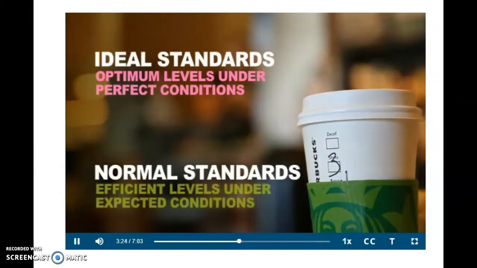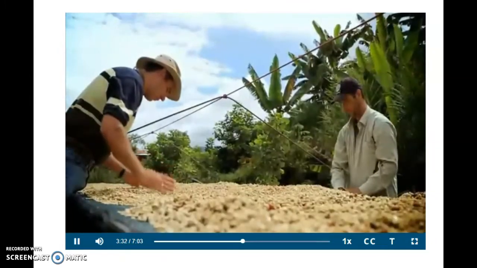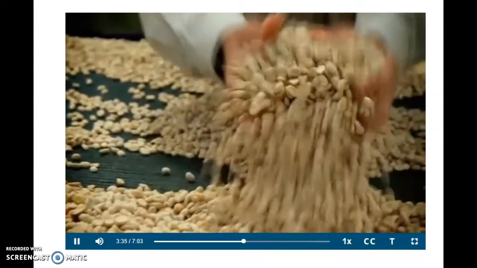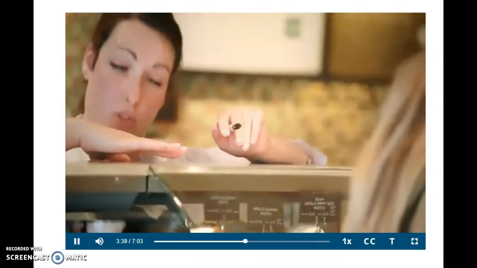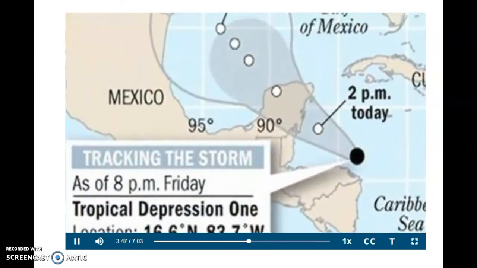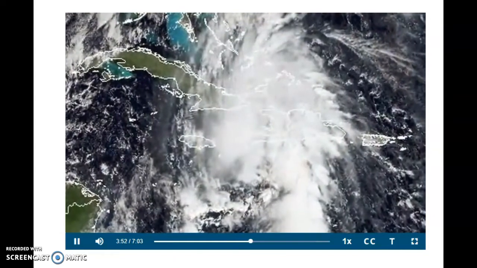Normal standards represent efficient levels of performance that are attainable under expected operating conditions. Starbucks, like most companies, sets normal standards just enough to keep costs low and motivate teams. Like many companies, they allow for rest periods, machine breakdowns, and even the weather. There were huge storms in Costa Rica months ago, which affected the crop, and so they're charging an extra premium on getting that coffee into our roasting plants.